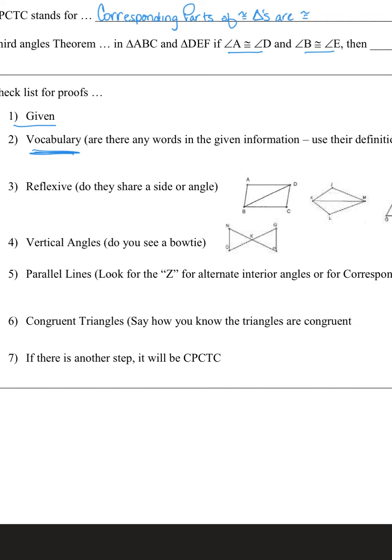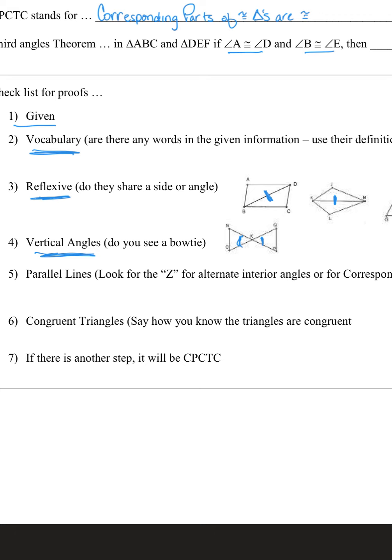The next one would be reflexive, which we've covered already. That is, do they share a side or an angle? If they share a side or an angle, you're going to be expected to mark that, and that will be one of the things that we can use in our proof. The fourth thing you're going to look for is vertical angles. That's that bow tie. Do you see the bow tie that we can mark? If you do, then we know that we can use that in a proof because vertical angles are congruent.